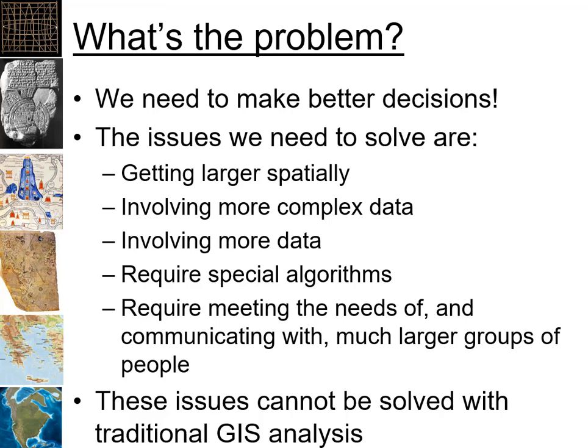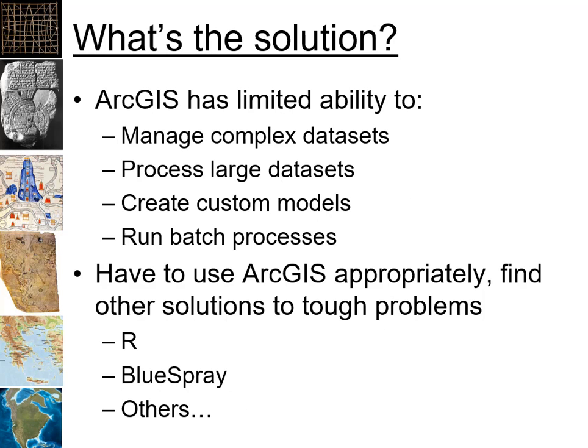And we're also trying to meet the needs of much larger groups of people. In other words, instead of scientists just publishing something in a scientific journal that goes to other scientists, we really want to impact decision makers, the public, and involve them in what we're doing. So a lot of issues, a lot of challenges for us. These can't be solved with traditional GIS analysis and traditional approaches. We need to have new and different approaches.